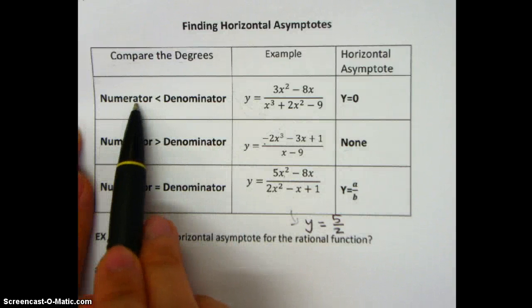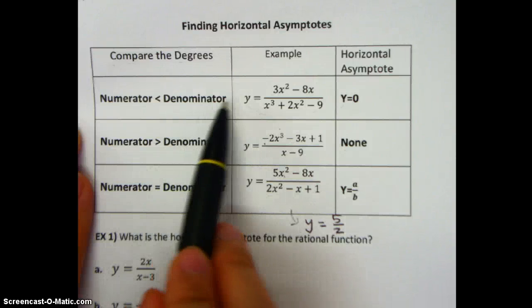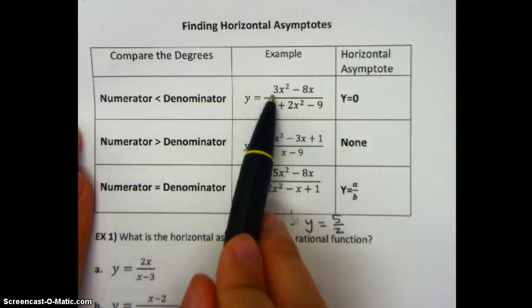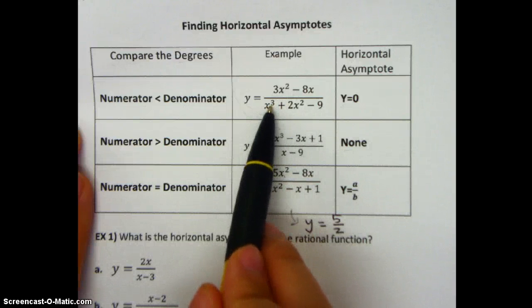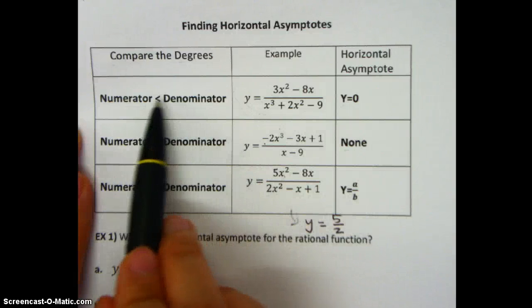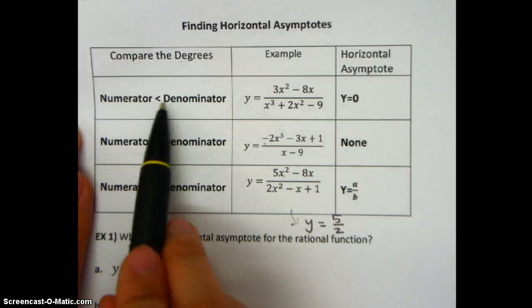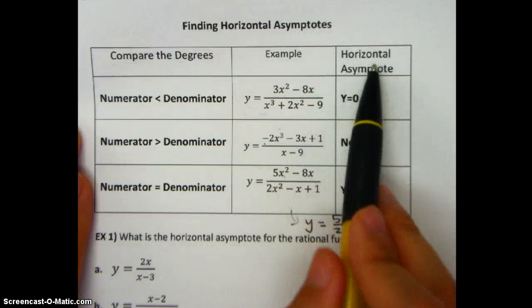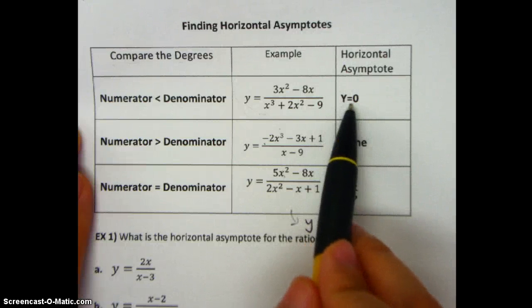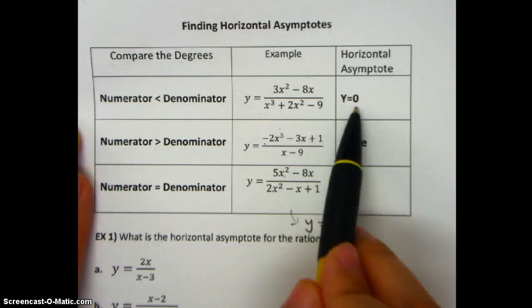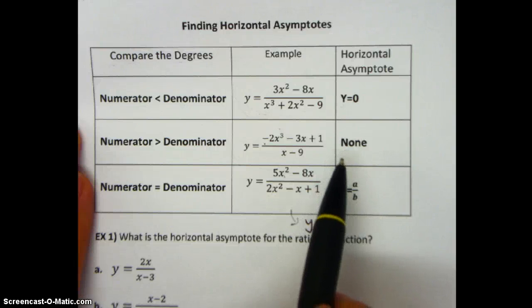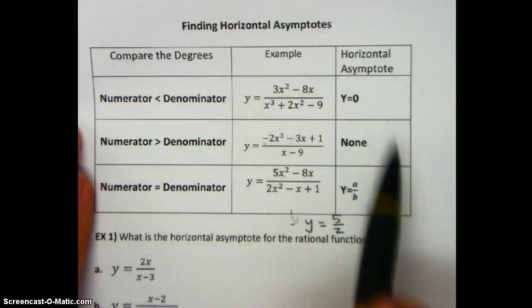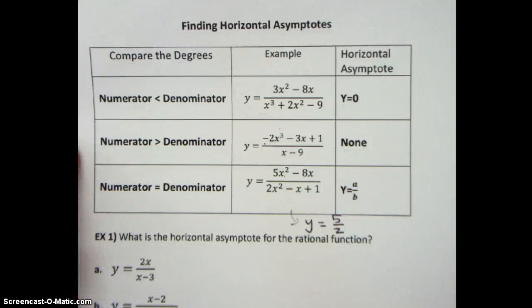First, the numerator has lesser degree than the denominator. In this example, the degree of the numerator is 2, whereas the degree of the denominator is 3. So we have a bigger denominator than the numerator. In this situation, the horizontal asymptote is the line y equals 0. We'll talk about why this happens in class, but for now, try to remember this rule as much as possible, and then practice how to use it.